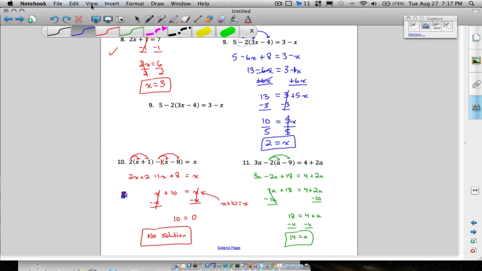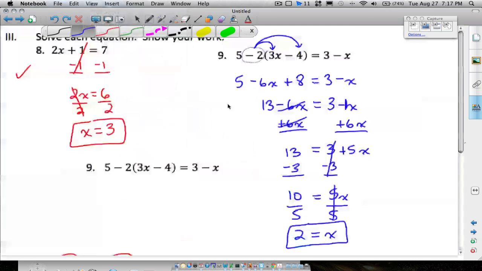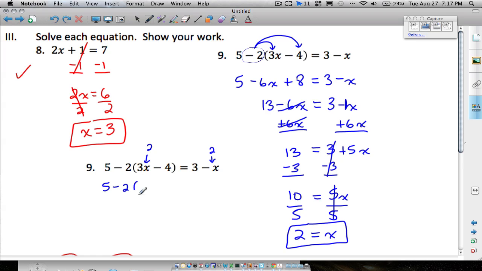Let's plug the 2 in here and here. We're going to plug the 2 in. Make sure this works. So we got 5 minus 2. I'm going to work inside of here. 3 times 2 is 6. 6 minus 4 is 2. Hopefully this is going to be equal to 3 minus 2. That gives us 1 on that side.